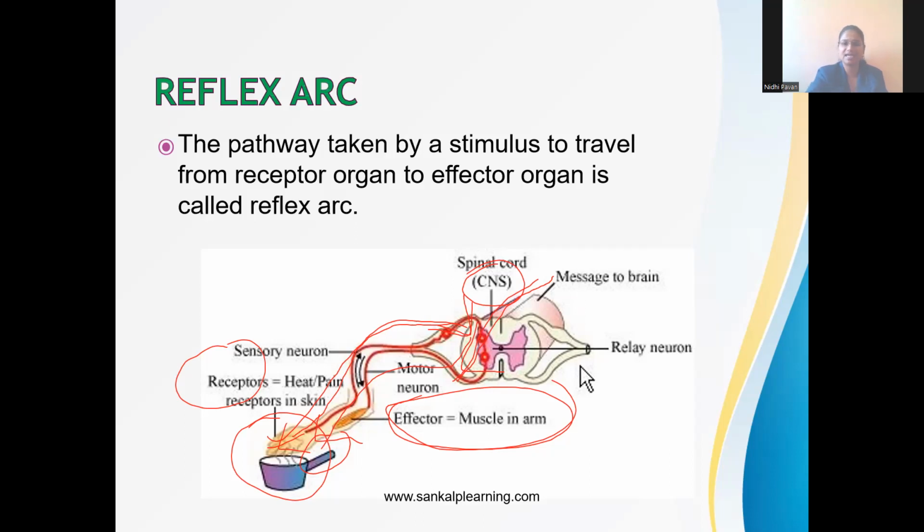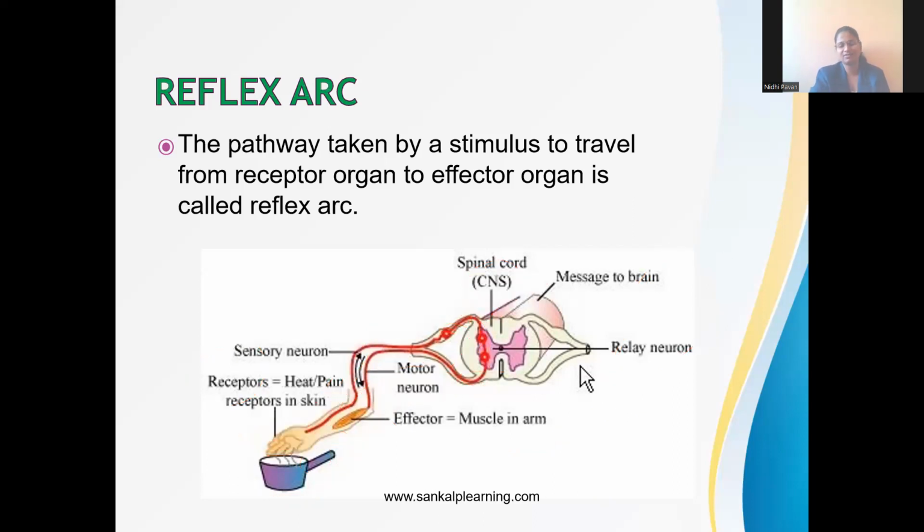So what do you mean by reflex arc here? It is the pathway taken by a stimulus. Stimulus here means the hot object. The pathway from the receptor organ, here the skin, to the effector, the muscle in the arm, is called the reflex arc. See, when you see it, it goes from here to here, so it will be like this. It forms an arc-like structure, right? So it is called the reflex arc. This is the most important concept, reflex action and reflex arc.